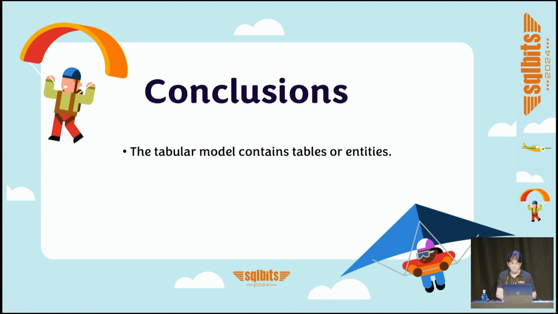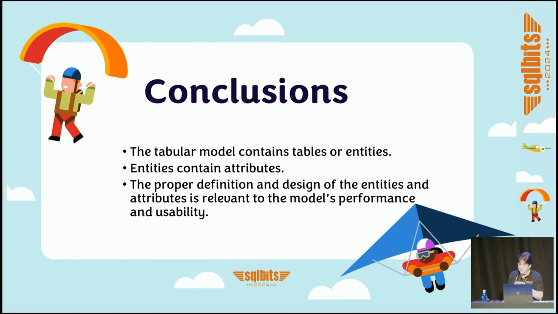So the tabular model contains tables and attributes, tables or entities. Entities contain attributes. These attributes help us to describe the entity and describe the action we have in our fact tables. And the proper definition and design of the entities and attributes is relevant for the model's performance and usability. Do you agree?